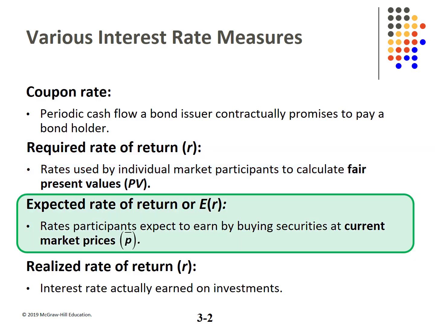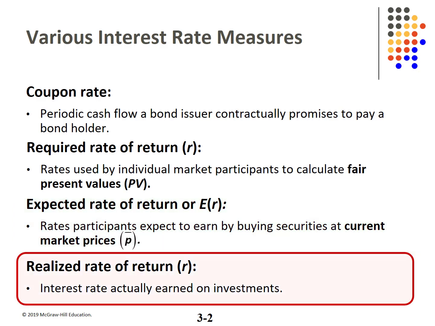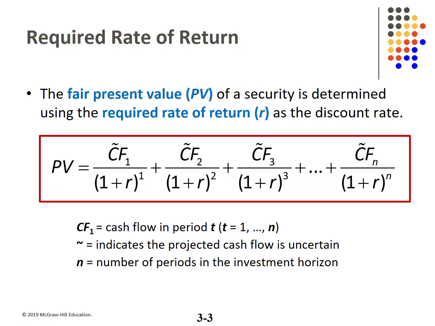Expected rate of return is the rate an investor expects to earn. Realized rate is the rate that is actually earned. Let's look first at required rate of return. This should look familiar from 331. It's the basic formula for the fair value of a financial asset: the present value of its expected future cash flows. Remember, the tilde over the CF indicates expected, discounted at an appropriate rate, R, the required rate of return, for the number of periods that the cash flows will occur.